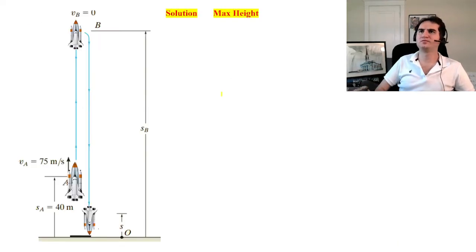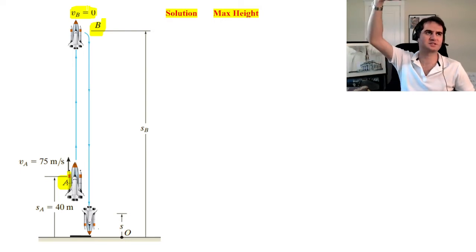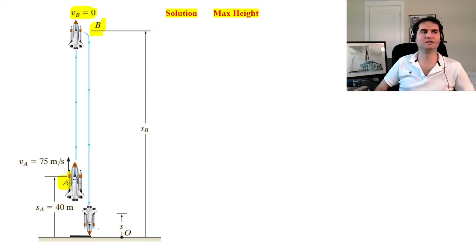So for the maximum height solution, consider two points, A and B. We know that as soon as the engine fails after 40 meters, the rocket just goes upward, decelerating, until it reaches a velocity of 0. That's the maximum height, and then it comes back down to hit the ground.